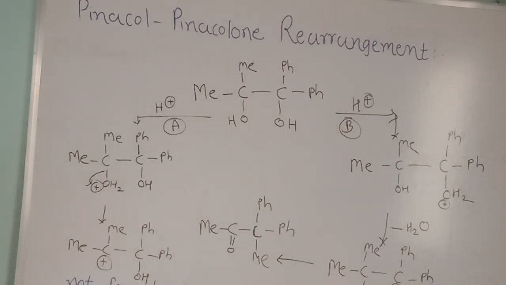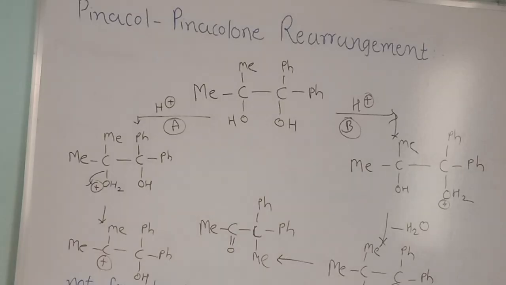We can conclude that in the case of unsymmetrical diols, the hydroxy group that gets protonated is the one that leads to the more stable carbocation. You can write down: the hydroxy group which will be protonated is the one that produces the more stable carbocation.